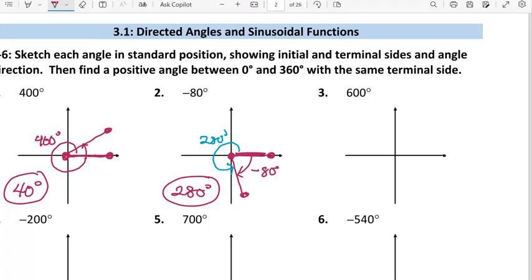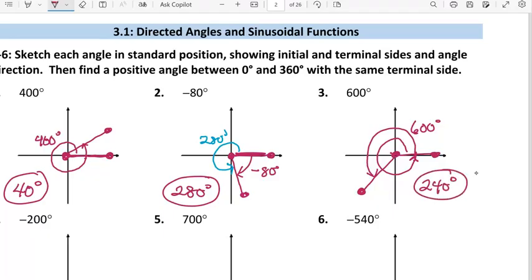In number 3, we have a 600-degree angle. So I'm going to rotate from my positive x-axis in a counterclockwise direction, since it's a positive angle, 360 degrees, and then additionally another 240 degrees will bring us to a total of 600 degrees. So our terminal side will be there in quadrant 3, and the coterminal angle will be 240 degrees. That's between 0 and positive 360.